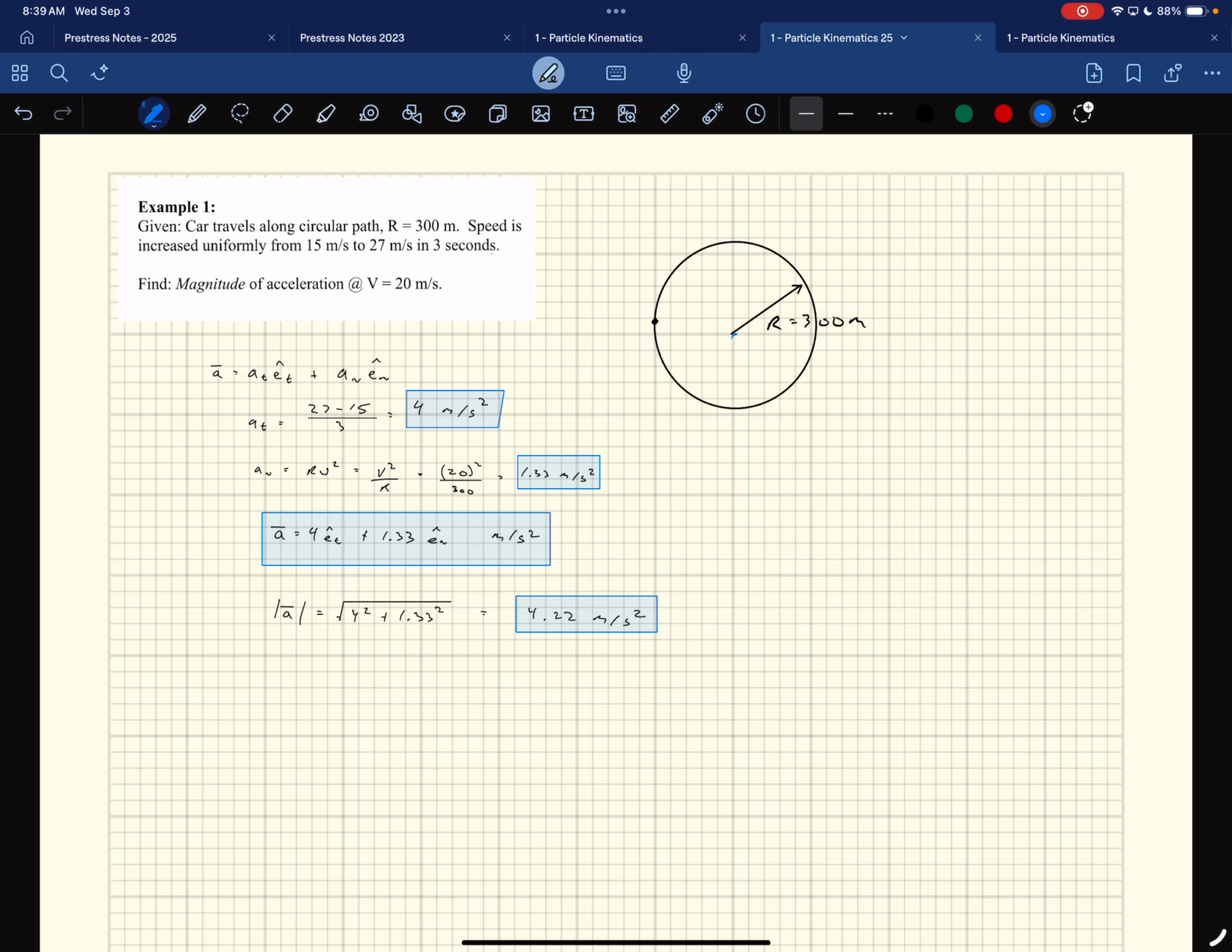Could you do it in Cartesian? Yes, you could. You would just have to know that there's this centripetal change in direction, and you have to do a bunch of sines and cosines to figure out what it relates to in the I and the J direction. So this is maybe a good example of why you would use this.